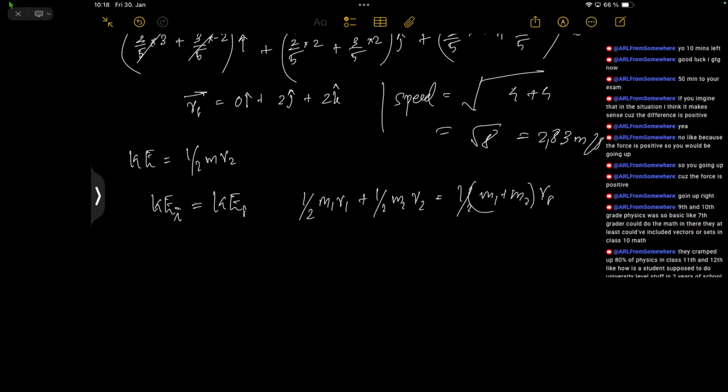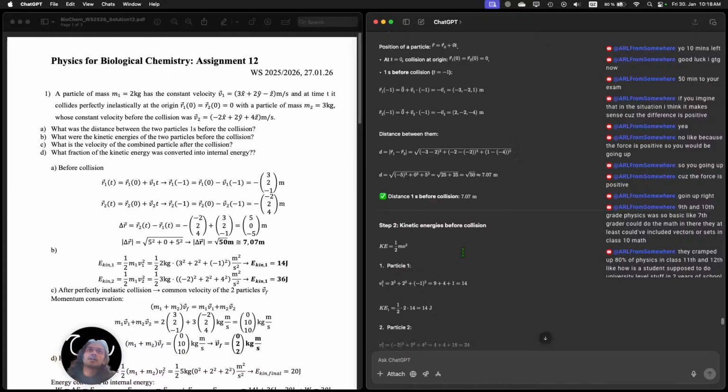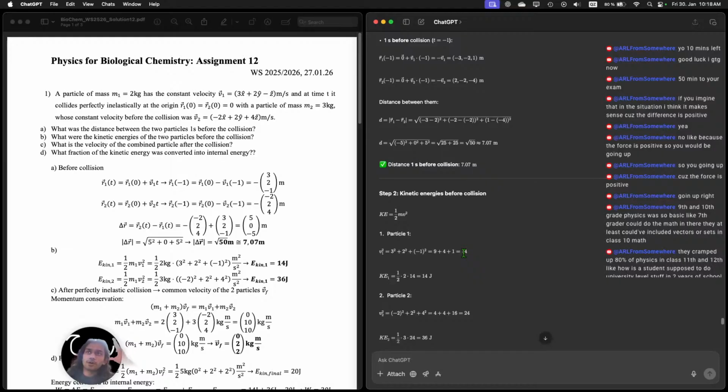Let me see that. Do we use the vector? Yo, 10 minutes left. More like 45-ish. But yep. One part of my brain is telling me it's gonna be alright. The other part is like, bro, if you fail, you gotta do this again.